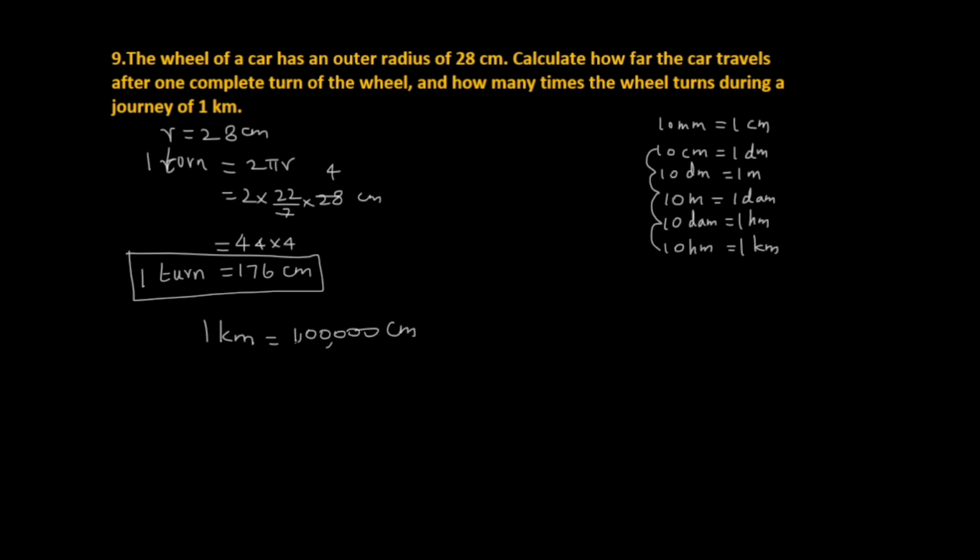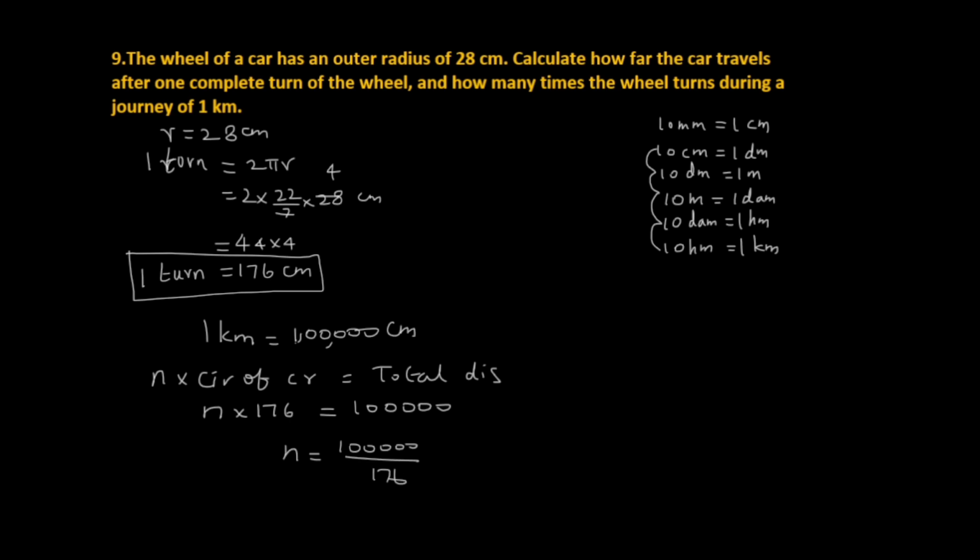We know that n times circumference of circle is equal to total distance. So in our question, n times 2 pi r, which is 176, is equal to the distance covered, here 1 lakh. So n is equal to 1 lakh divided by 176. So approximately the answer is 568.18. Since it is a rotation, we cannot take it as a decimal. So approximately it can cover 568 rotations. 568 is the number of times the wheel can rotate approximately.